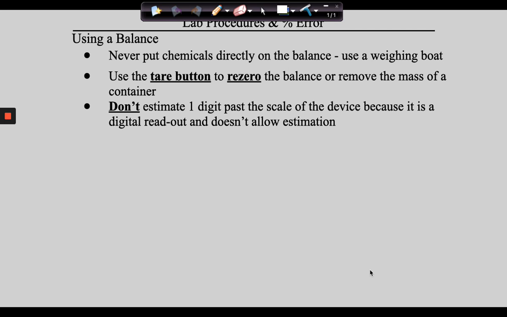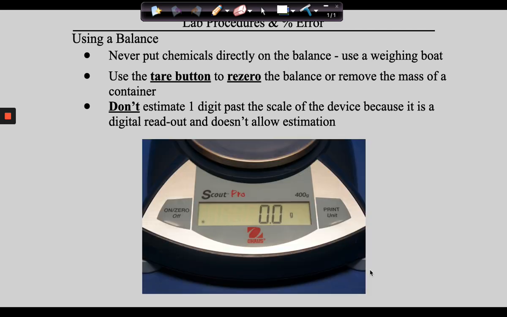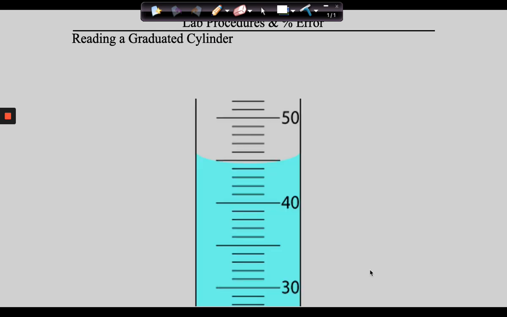Not bad. All right. So then, guys, when you approach a balance, always re-zero it before you make a measurement. And then, obviously, we don't estimate with a display like that because it's a digital display. No surprises there, right? You guys all good? All right. So then, guys, moving along, graduated cylinders.